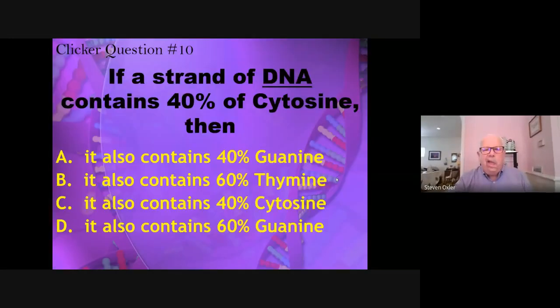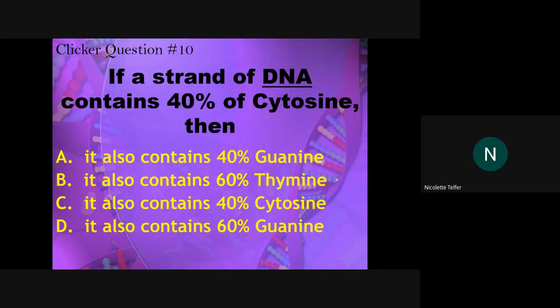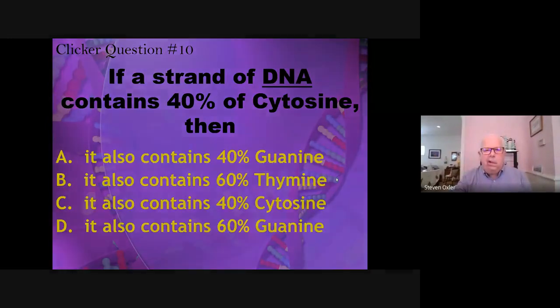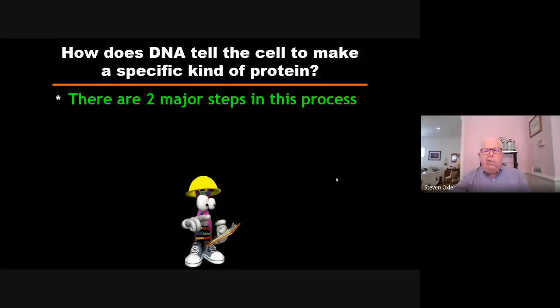If a strand of DNA contains 40% cytosine, then it also contains 60% guanine. Remember, C and G will always go together. All right? Okay.